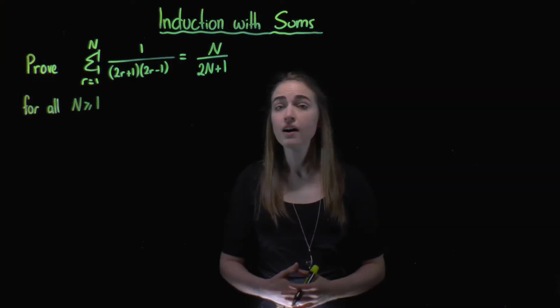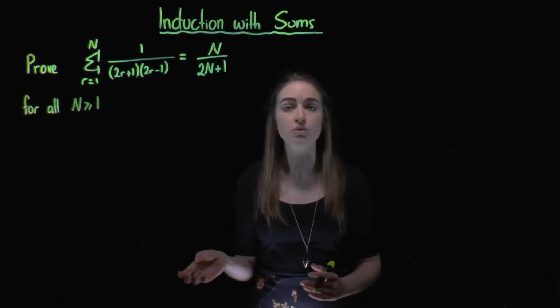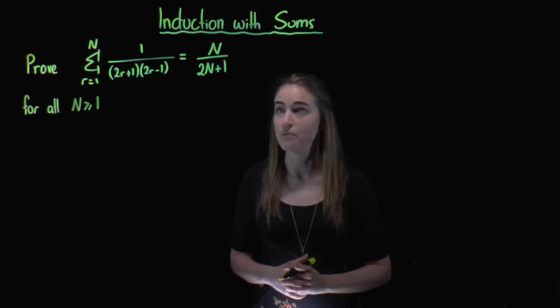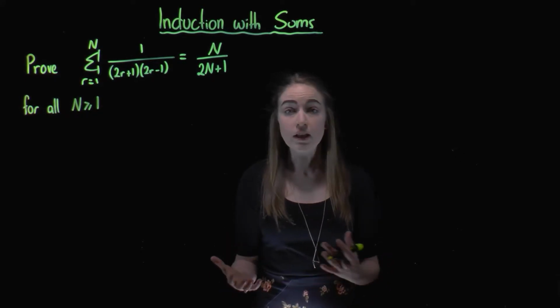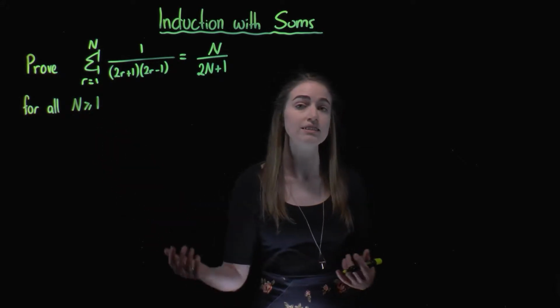All right, so our example asks us to prove that the sum from 1 to n of 1 over (2r plus 1)(2r minus 1) is equal to n over 2n plus 1. So we're going to start the same as we always do. We're going to show that this is true for our smallest value, which in this case is going to be 1.